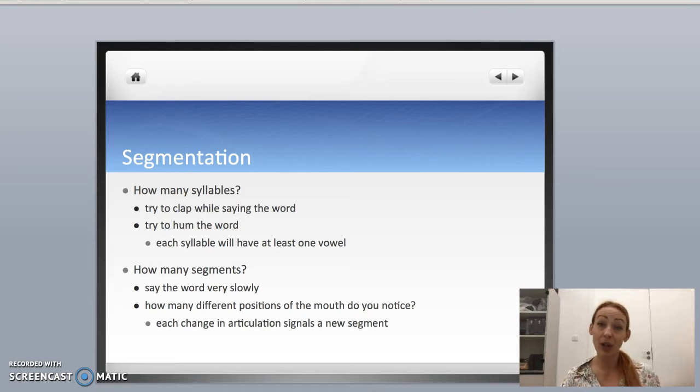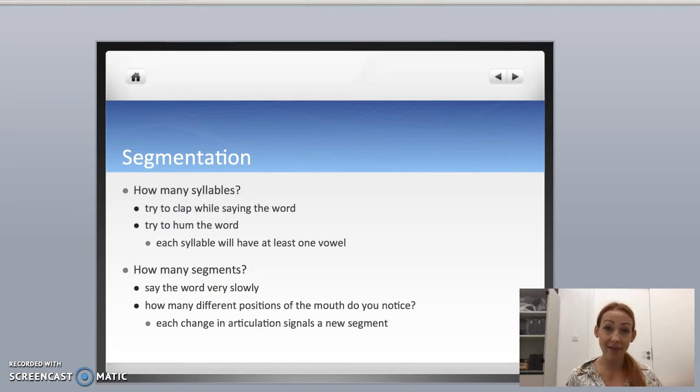And in order to identify the syllables, we all intuitively feel generally how to divide the word into syllables. But to help you, you can try clapping while saying the word. So clapping, this word will have 2 syllables. You can try and hum the word. So clapping sounds like... Okay, and again, you know that you have 2 syllables in this word.